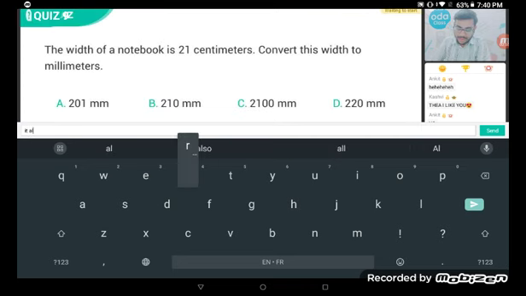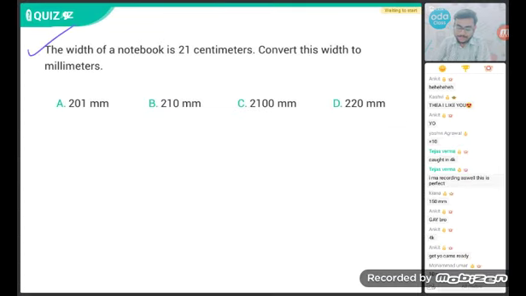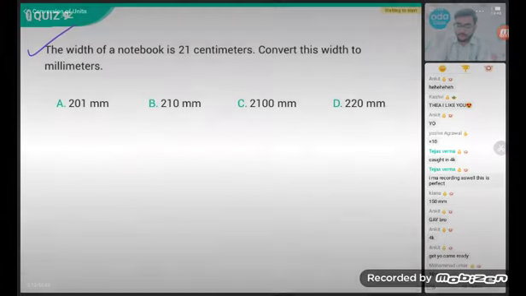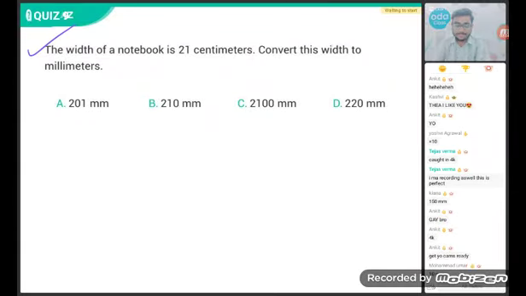Now let us solve the next question. After this question, the surprise is waiting. That is the fun facts. The width of a notebook is 21 centimeter. Convert this width in millimeters. What are we going to do? Convert centimeters to millimeters.